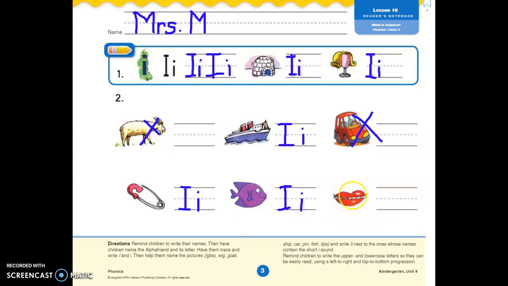All right. Next and last one, we see lips. Do you hear the I sound? I do. I hear it in the middle. So go ahead and put a capital I, lowercase I. How many I's do we have? 1, 2, 3, 4. 4 for these pictures. All right, kindergarten, let's go to the next page.